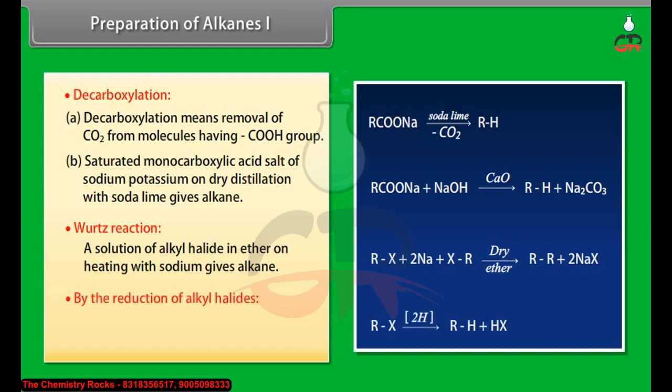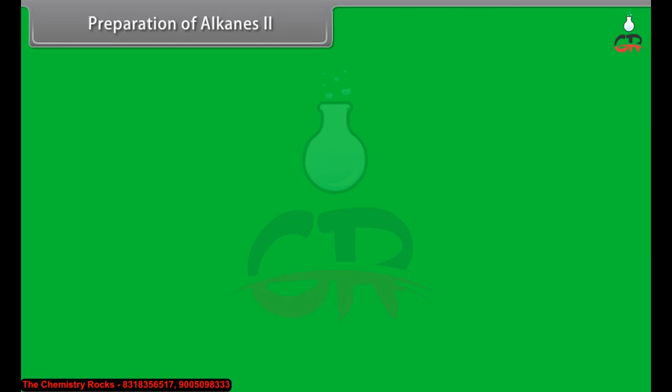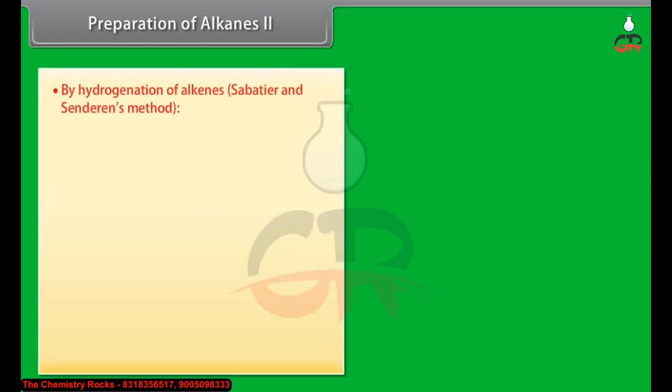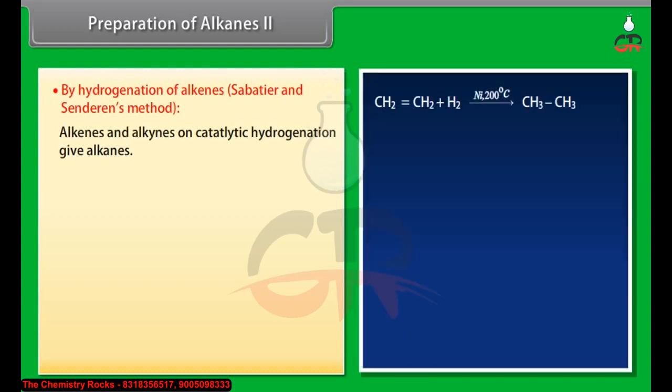By reduction of alkyl halides. Alkyl halides on reduction with nascent hydrogen form alkanes. Preparation of alkanes, 2. By hydrogenation of alkenes. Sabatier and Senderens' method. Alkenes and alkynes on catalytic hydrogenation give alkanes.